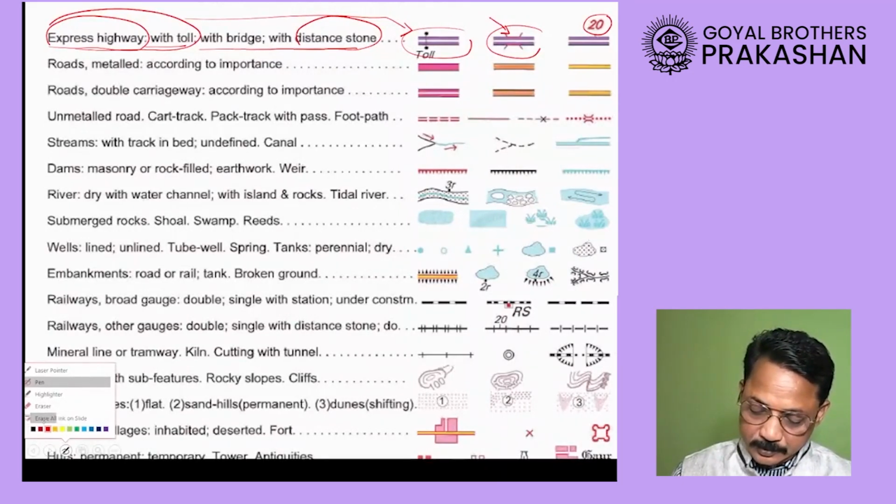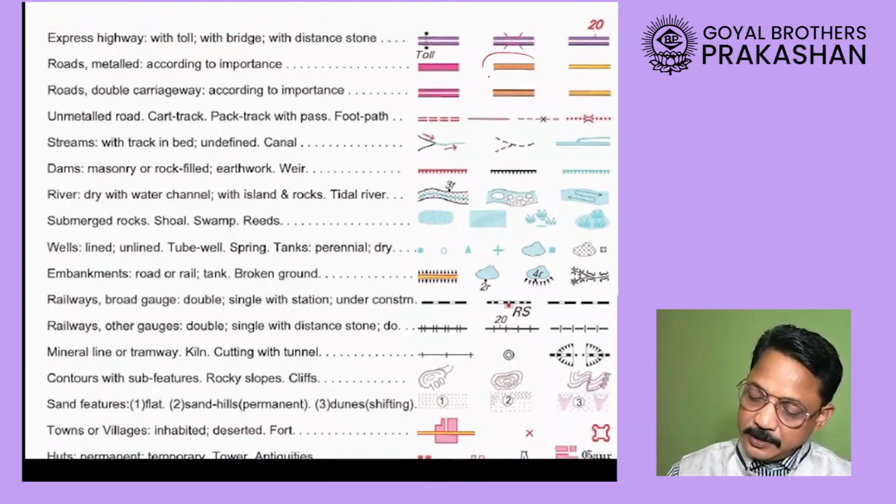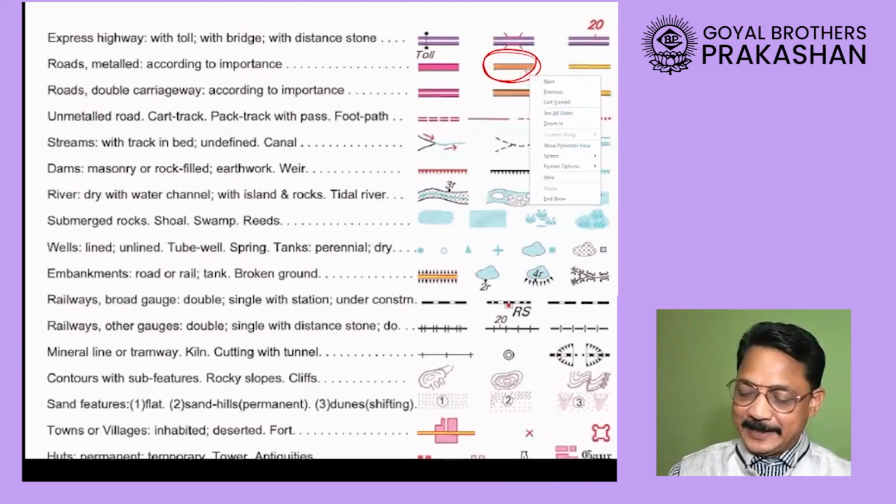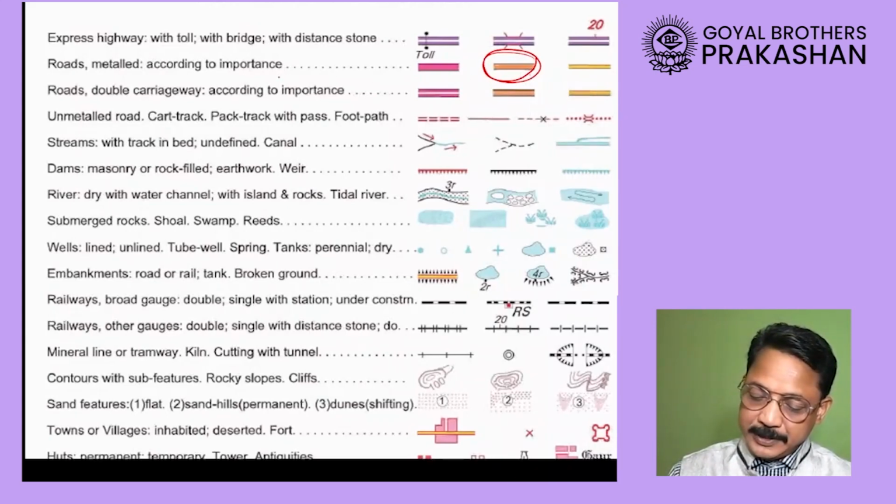Similarly, now if you want to find out what this symbol means, what do we have to do? Yes, you will go and see the index here. The first one says roads metalled. So the first road here, these are the metalled roads.